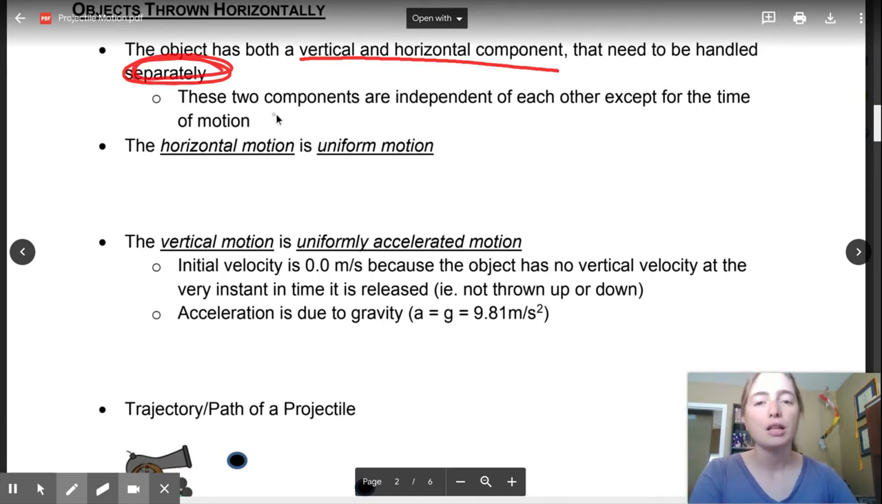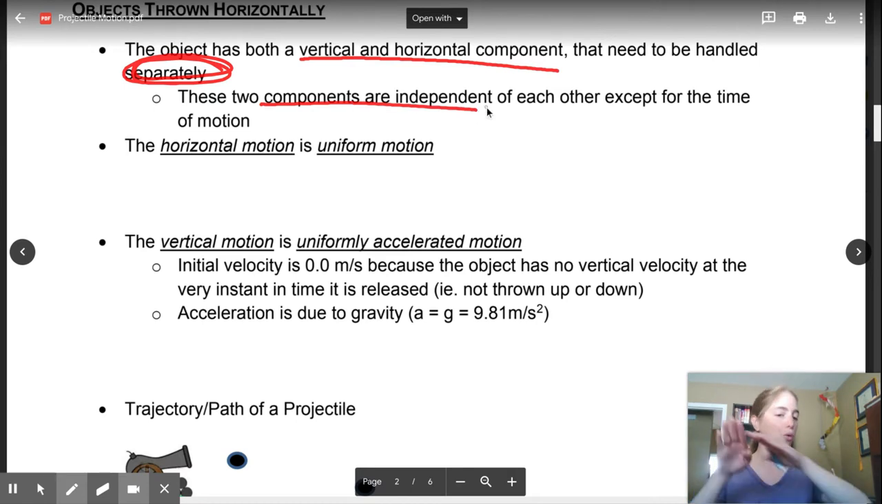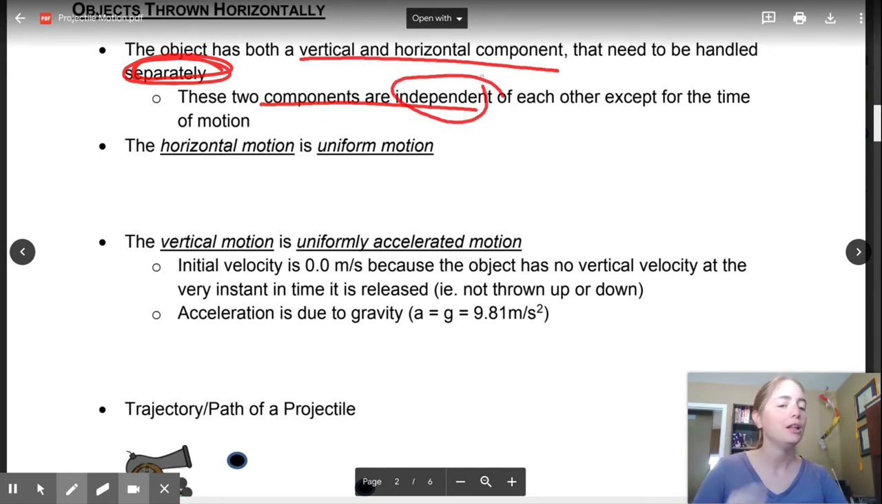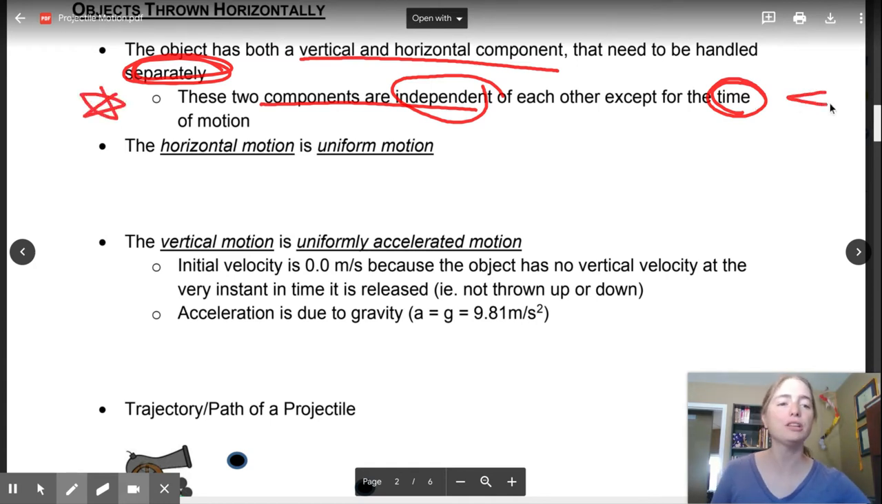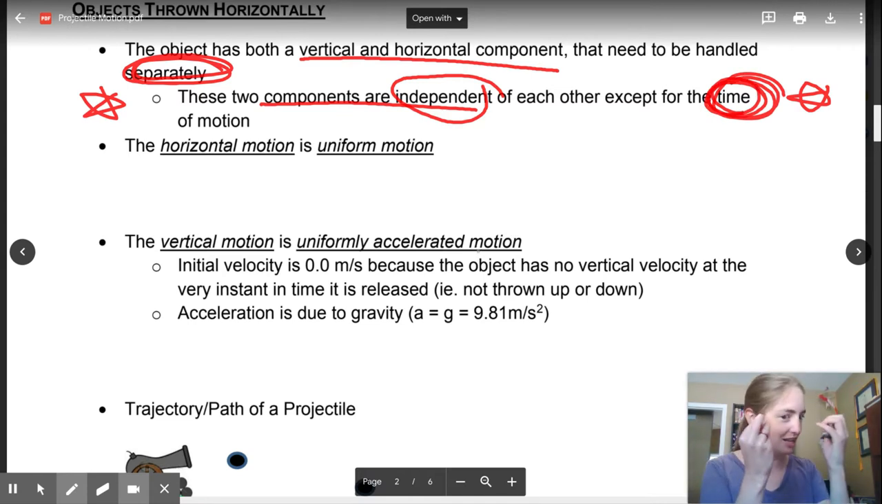The two components, the horizontal movement and the vertical, are independent, which means they don't impact each other. The only thing that is allowed to be in both sides of the math is time. I want you guys to put a big star beside this. I want you to circle this. I want you to emphasize its significance, because time is going to be our linking factor between our vertical and horizontal.